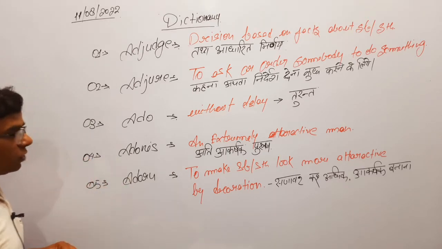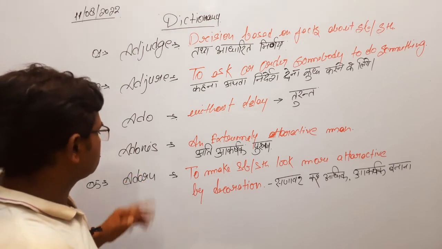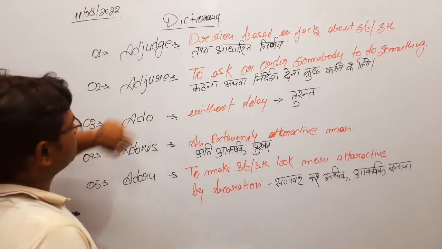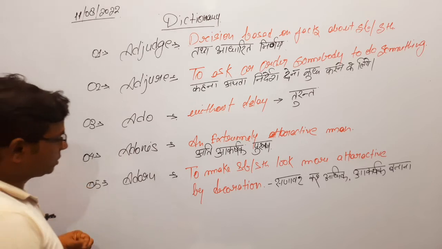So in the chronology of doing our dictionary on a daily basis, the five words that I have selected for you are adjudge, adjure, ado, adonis, adorn.